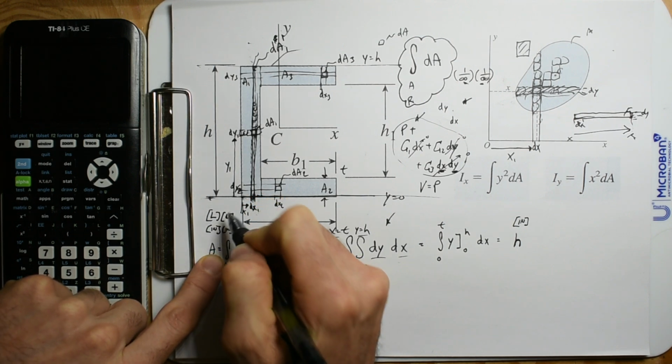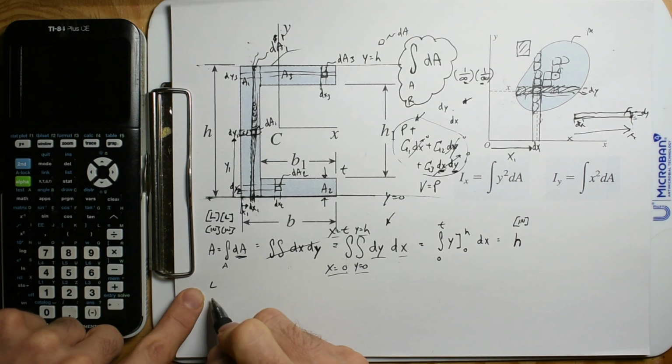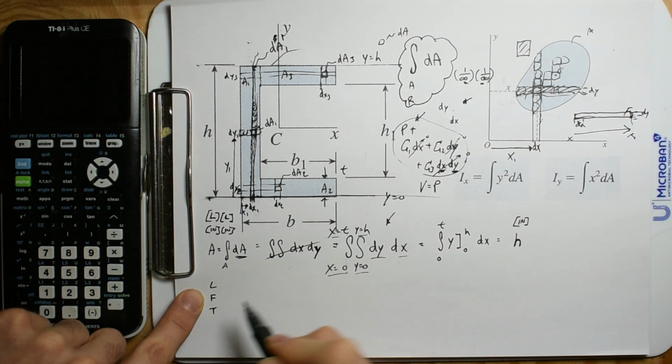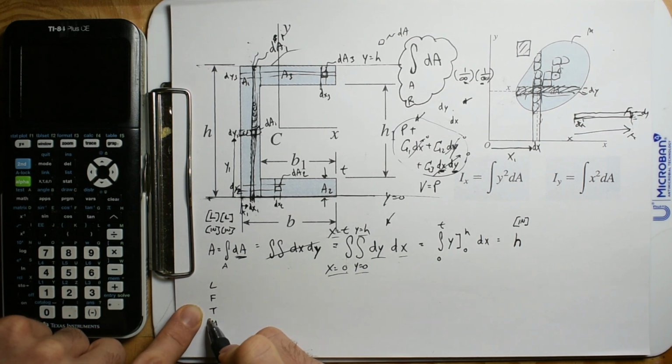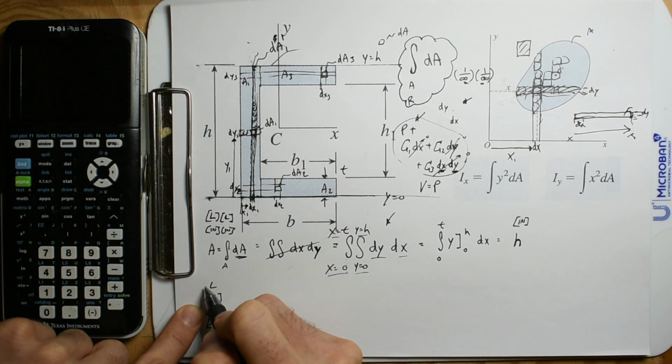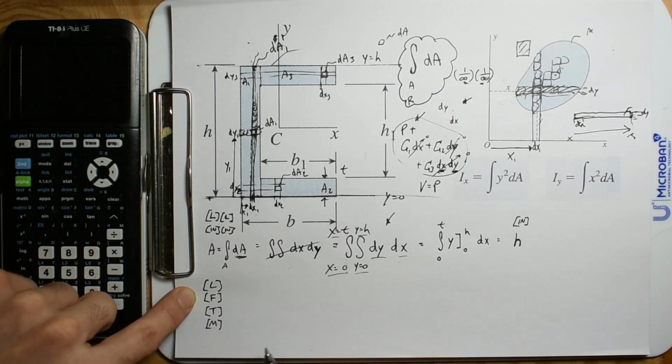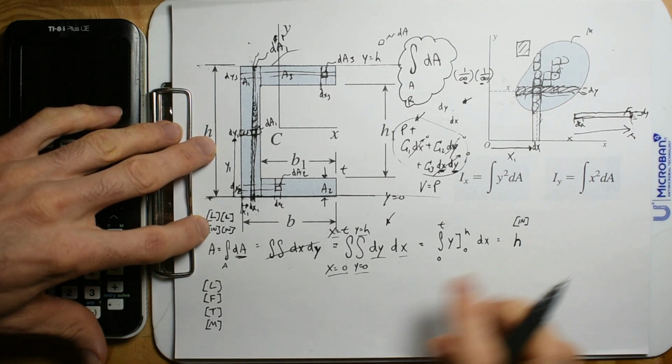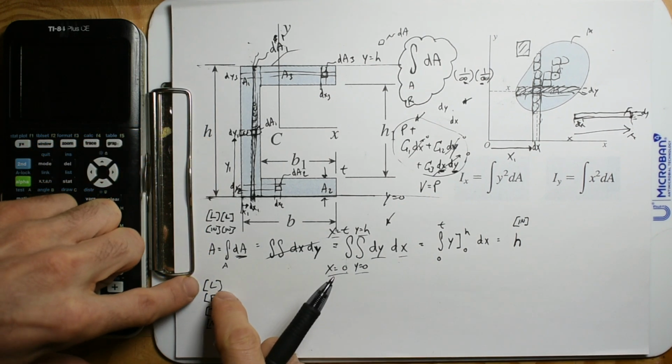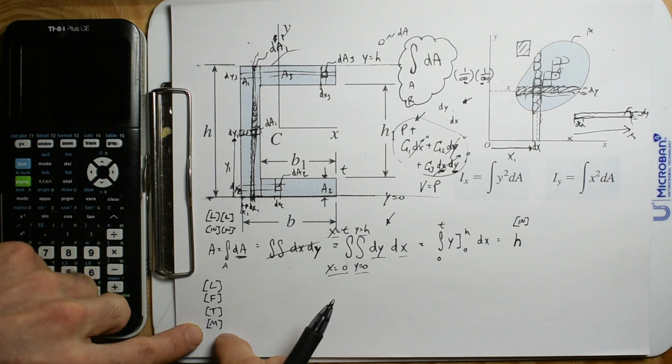Because there's only so many base units. You have length, force, time, and mass. It's like the engineering sandwich. Cool. But yeah, base units: length is length, force is force, time is time, mass is mass.